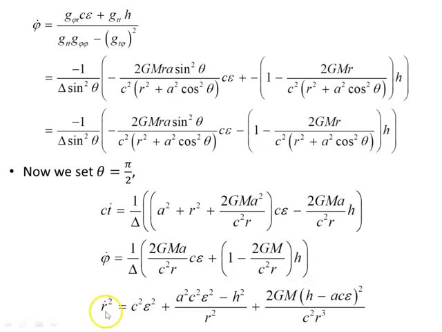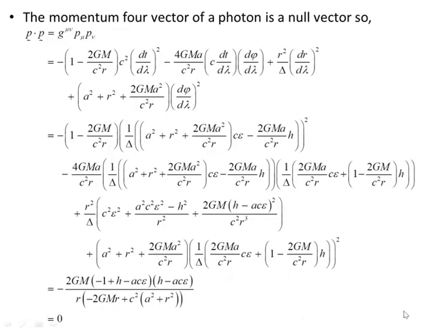Now, from the last video, r dot squared was this. So I'll just put that in there from the last video, the one just prior to this. All right, now the momentum four-vector of a photon is a null vector, so p dot p, that's the magnitude squared of the vector expanded out using the metric, the inverse metric and its covariant components, is this object here. So let's write that in.